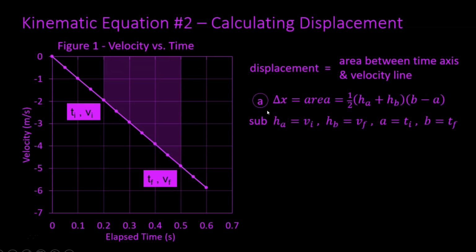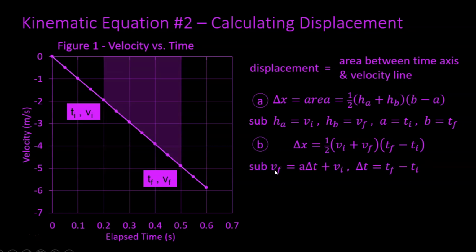Now I'm going to go ahead and substitute in. I know that h sub a is equal to v sub i. I know h sub b is equal to the final velocity. I know that point a is equal to t sub i, the initial time, and point b is equal to the final time. So that leaves us with the displacement is equal to 1/2 times v sub i plus v sub f times t sub f minus t sub i, and I'm just going to label that equation B.